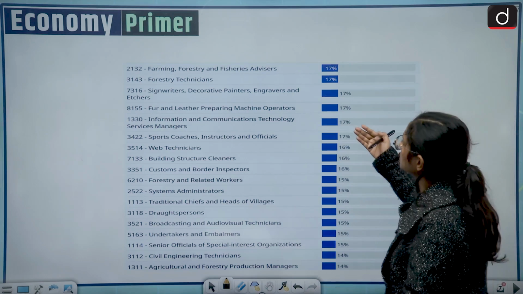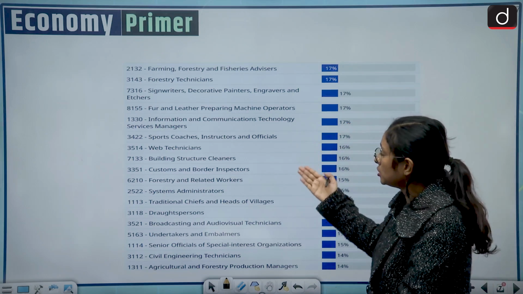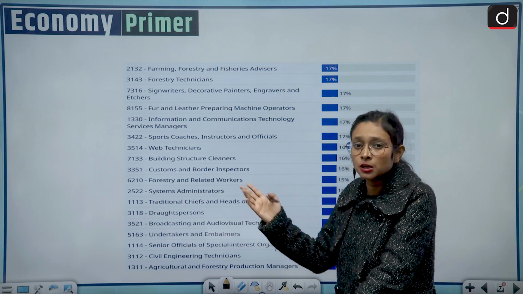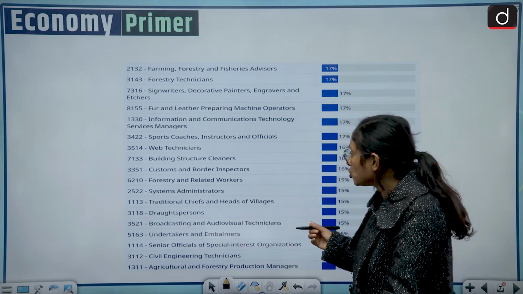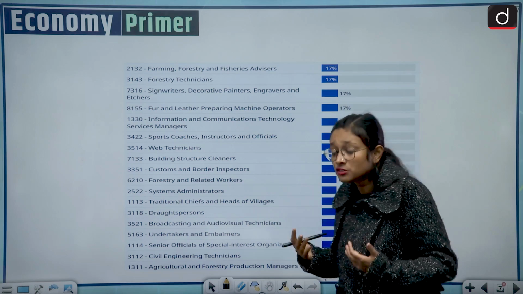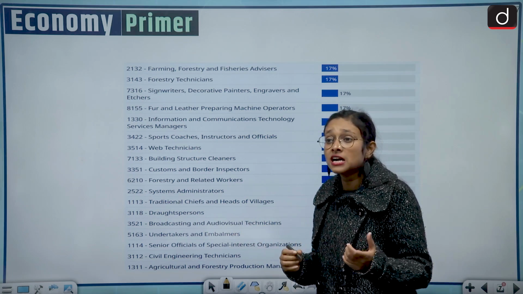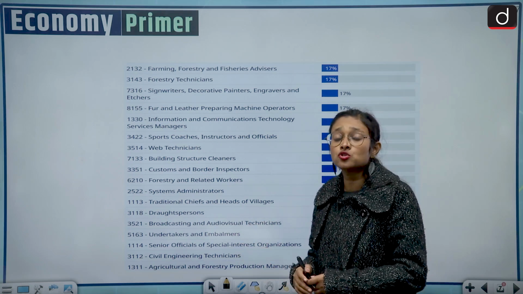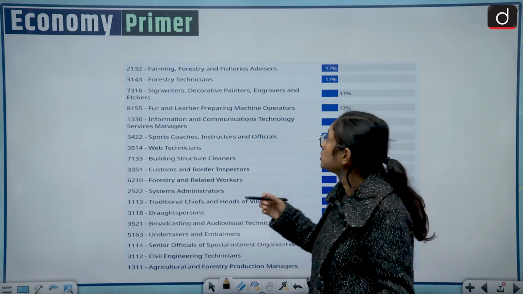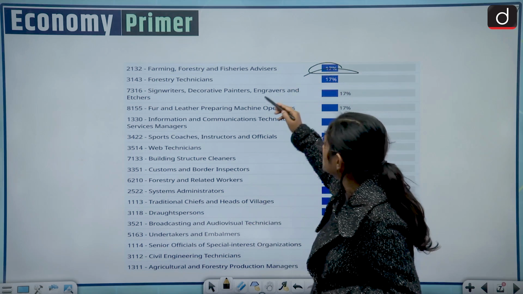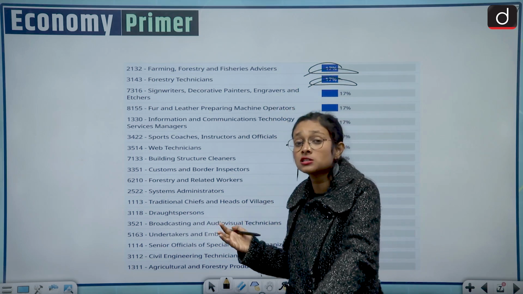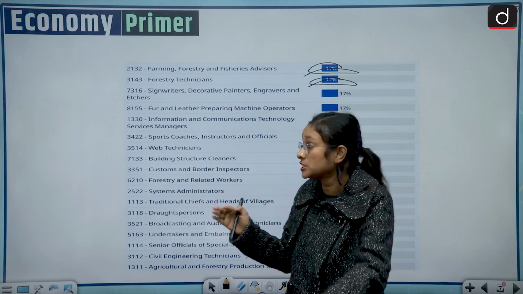Here we have taken a few data on what the contribution of women is in other sectors which are not technically a care industry or care paid job. So here farming, forestry and fishery advisors. Why are we discussing farming and fisheries? Because these are the sectors where most of the women work in India, but their work is not recognized. Here it is just 17%, forestry technicians 17%, because when it comes to technical work, we can see that women's contribution is very little there.